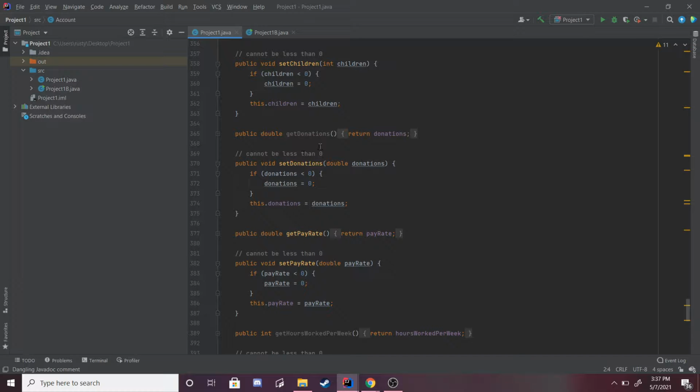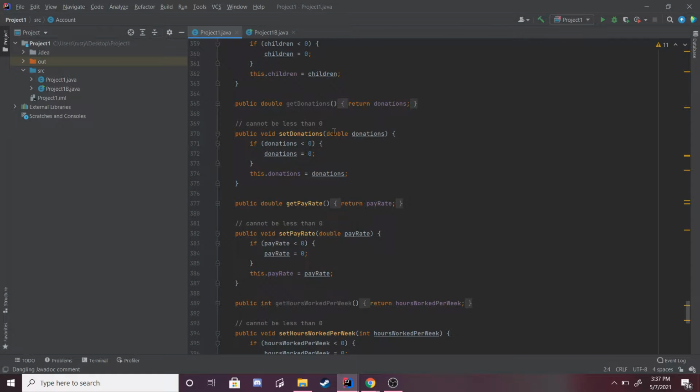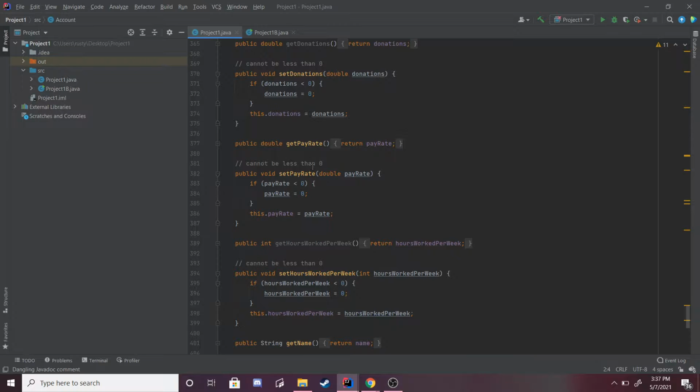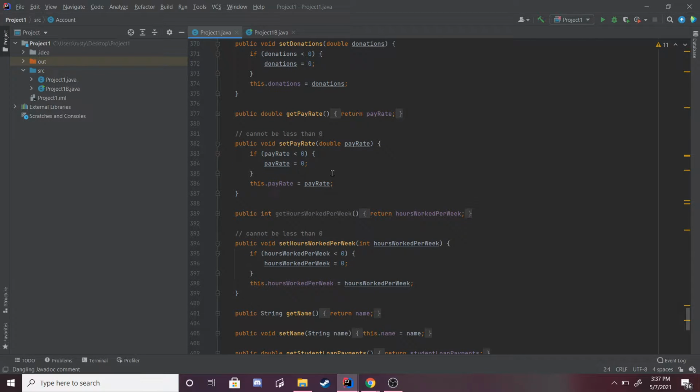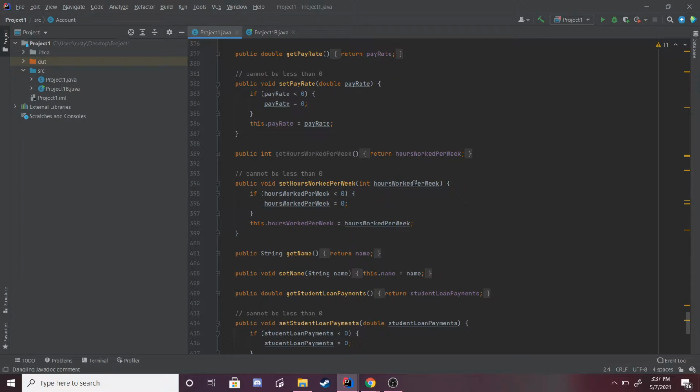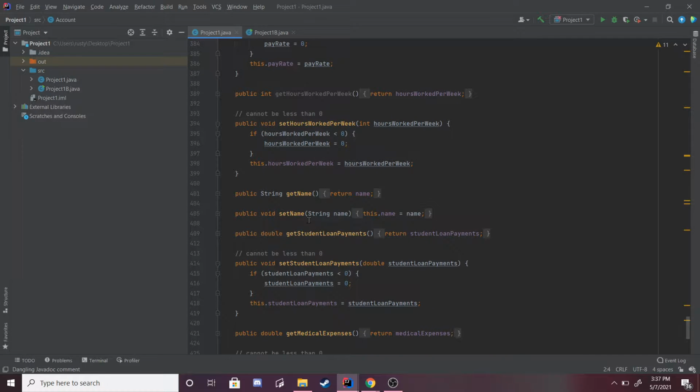And this double will get donations and return donations. It cannot be set less than 0. So if donations is less than 0, donations equals 0. This public double will get the pay rate and return pay rate. If it's less than 0, it will equal 0. This one will set hours per week. If it's less than 0, it equals 0.